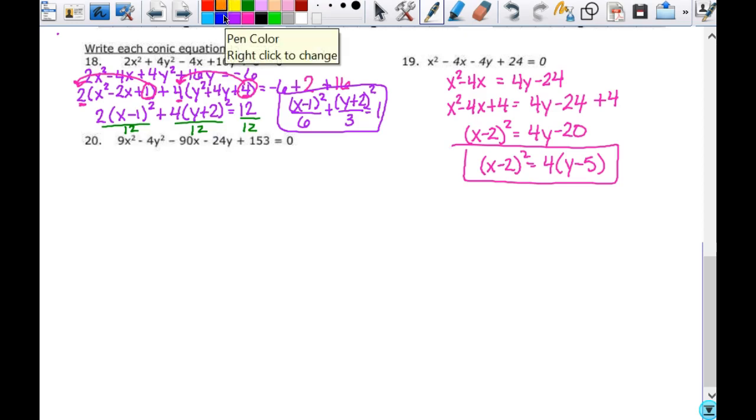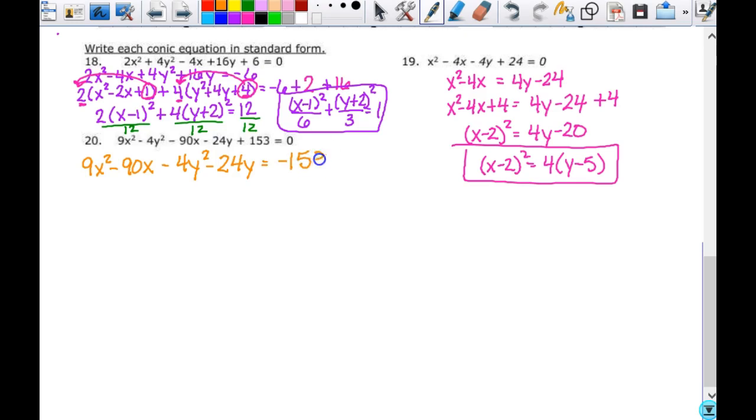Alrighty, so here, got this minus going on, so that means I'm going to have a hyperbola. Let's start with my 9x squared, then minus 90x, then my minus 4y squared minus 24y equals negative 153. Okay, so you've got to factor it out a lot like we did here, but there's an extra thing you got to be really careful of, and I saw a few people mess this part up too. So I got to factor out the 9, so I get 9 times x squared minus 10x.